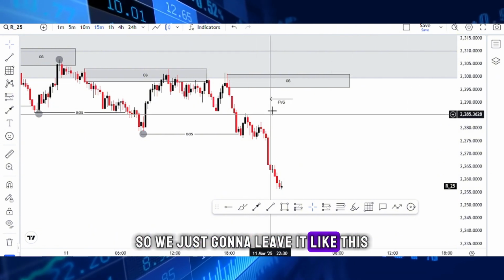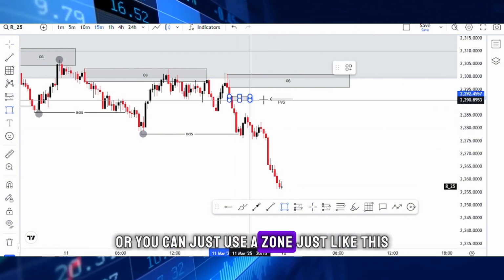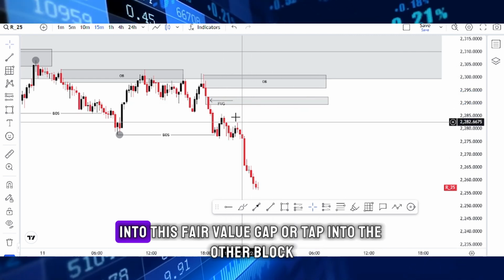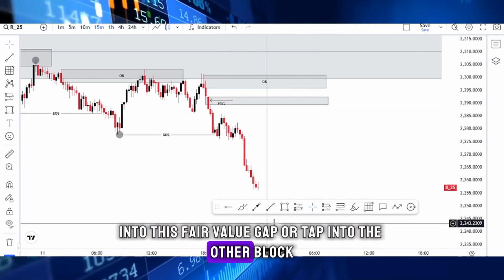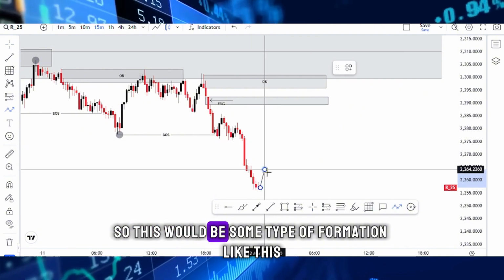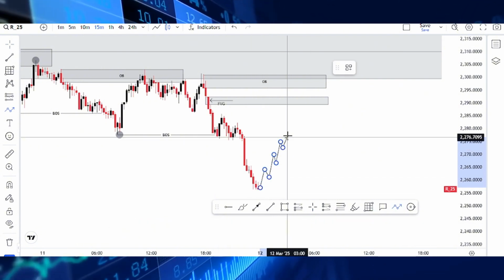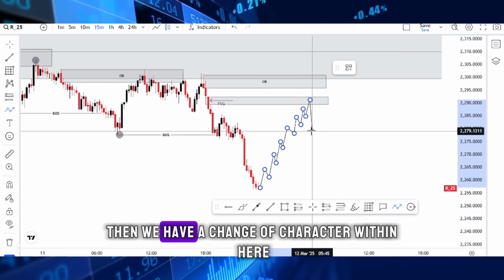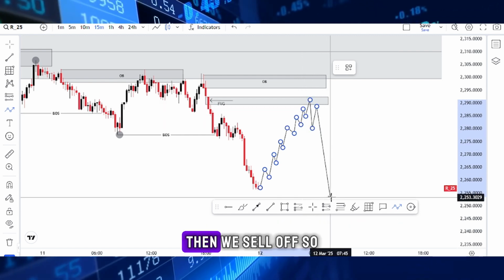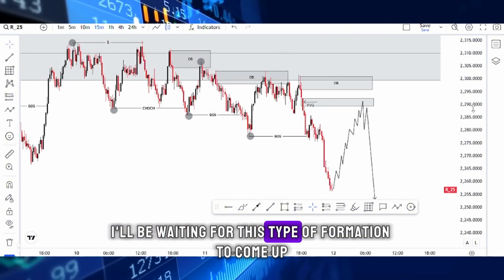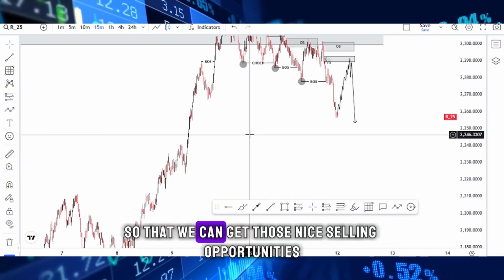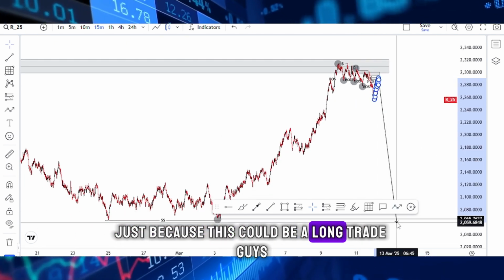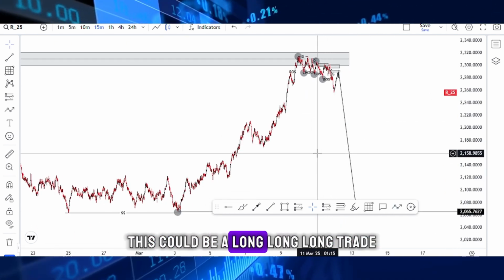So we're just gonna leave it like this, or you can use a zone just like this so that you can see it. But I'll be waiting for the market to tap into this fair value gap or tap into the order block. So this would be some type of formation like this, creating higher highs and higher lows very slowly. Then we have a change of character within here, then we sell off. So I'll be waiting for this type of formation to come up so that we can get those nice selling opportunities, just because this could be a long trade, guys. This could be a long trade.